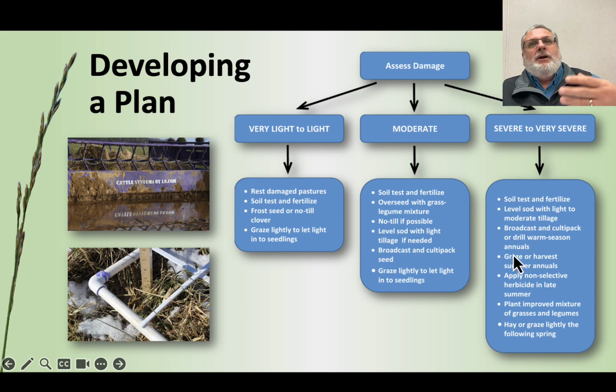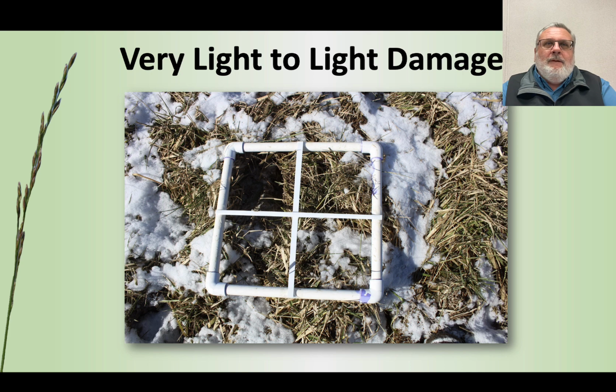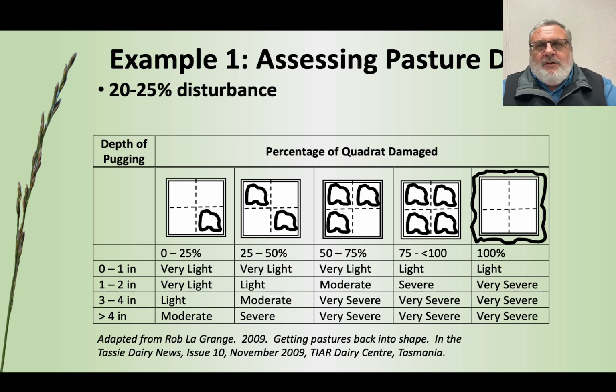And that's what I want to talk about for the rest of this presentation, is give you an example of light damage, moderate damage, and severe damage. So let's start out with light damage to very light damage. In this example, we have 20 to 25% soil disturbance, and our pugging damage is fairly shallow, so 1 to 2 inches.